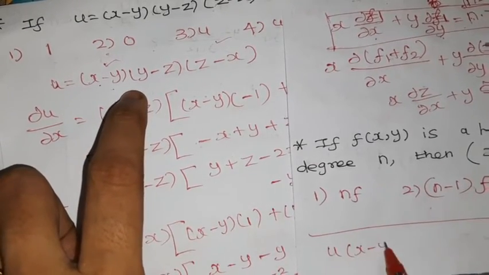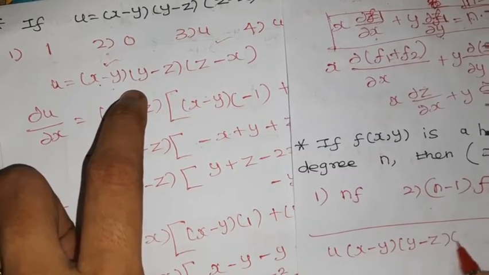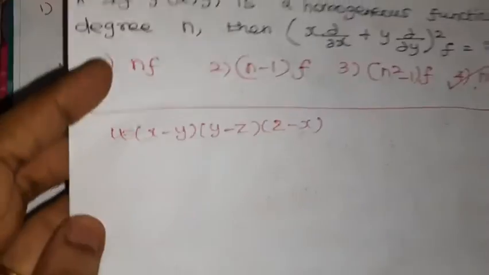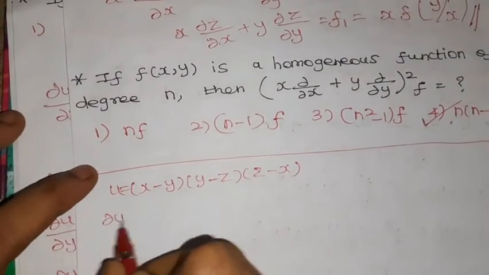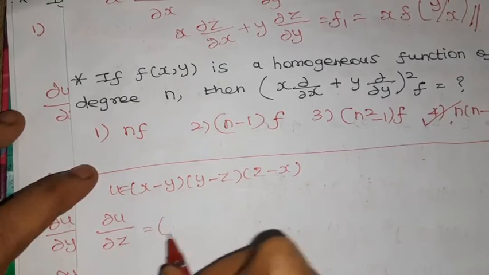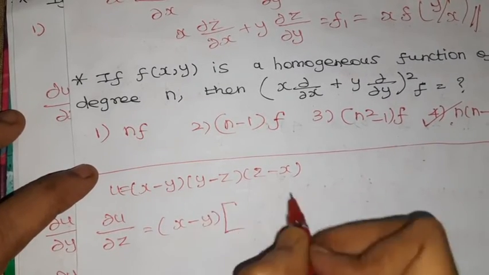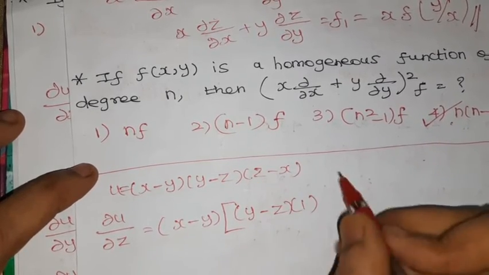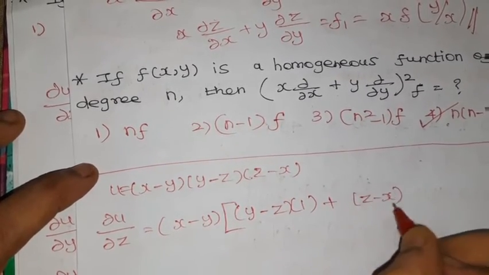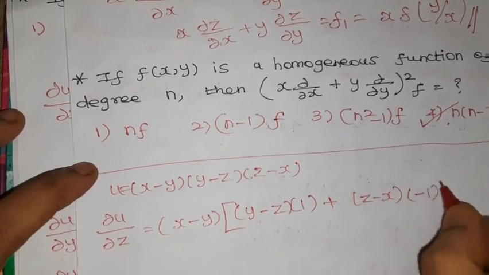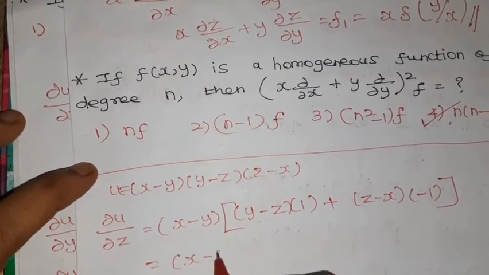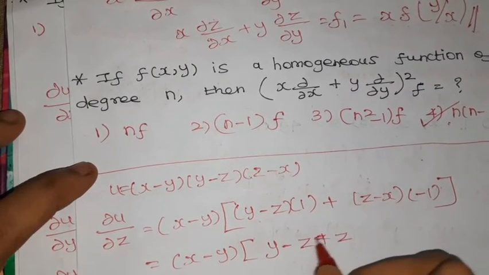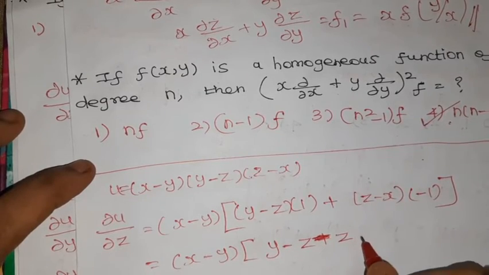U equal to (x minus y) into (y minus z) into (z minus x). Then what we need to do? Dou u by dou z. Dou u by dou z is nothing but, keep this as constant outside, then u dv, (y minus z), when we differentiate it gives 1, this term comes now, then (z minus x), then minus 1, then we'll multiply and simplify: y minus z plus z, sorry, minus z plus x.